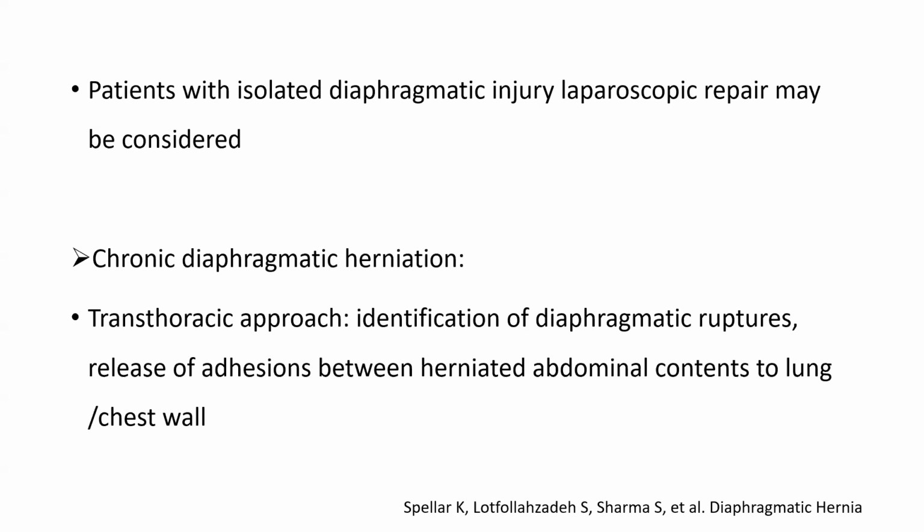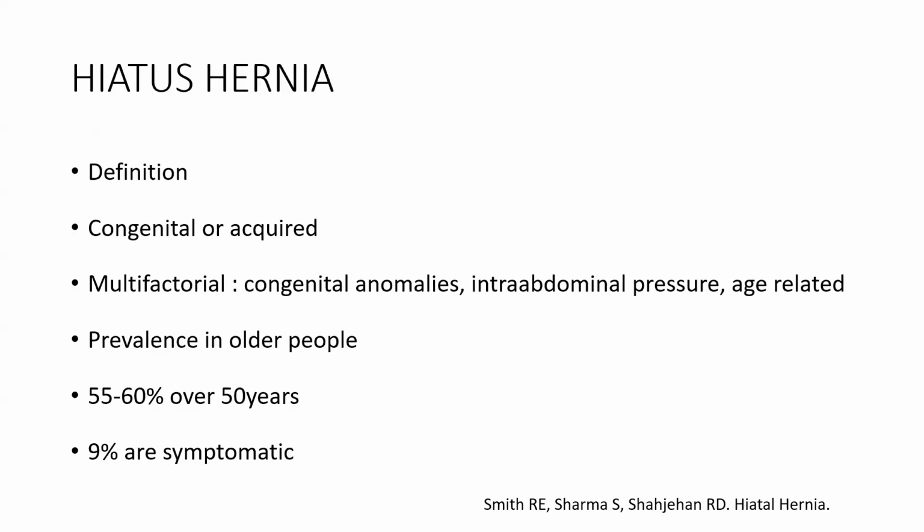In patients with an isolated diaphragmatic injury, a minimally invasive approach using laparoscopic repair may be considered. For chronic diaphragmatic herniations, a thoracotomy may provide better visualization for the difficult dissection. This approach facilitates the identification of diaphragmatic ruptures and the release of adhesions between herniated abdominal contents and the lung and chest wall, and their proper reduction back into the abdomen. You're correct. Continue.